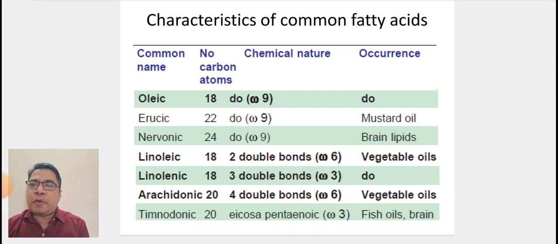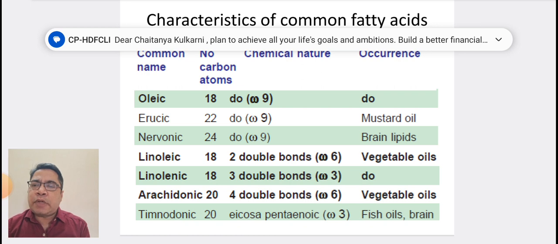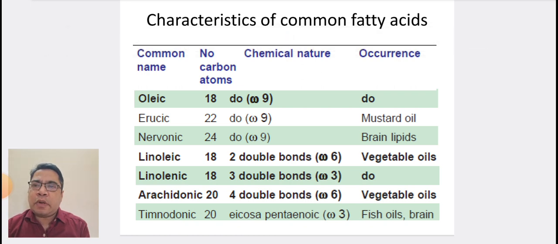Oleic acid. Its number of carbon atoms is 18. Its chemical nature is the same, and occurrence is also the same. Erucic acid. Its number of carbon atoms is 22. Chemical nature is same, and occurrence is in mustard oil. Nervonic acid. Its number of carbon atoms is 24. Chemical nature is the same, and occurrence is in brain lipids.